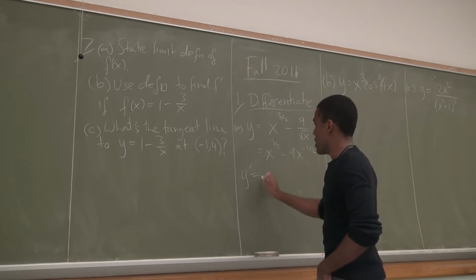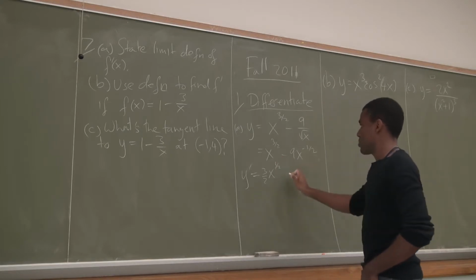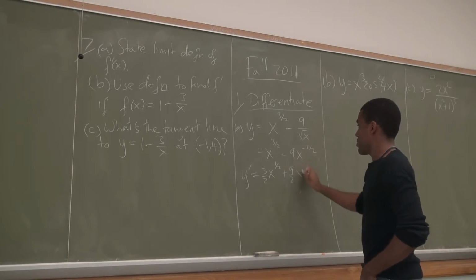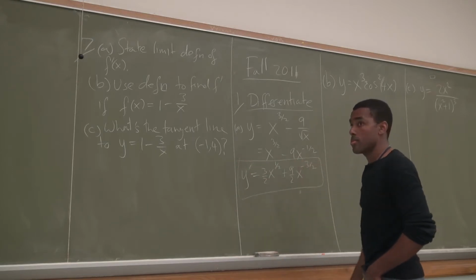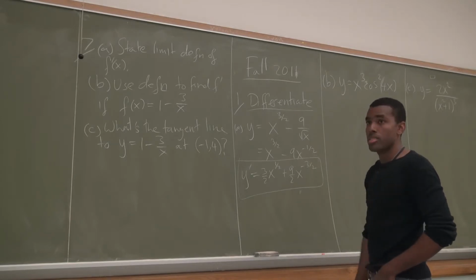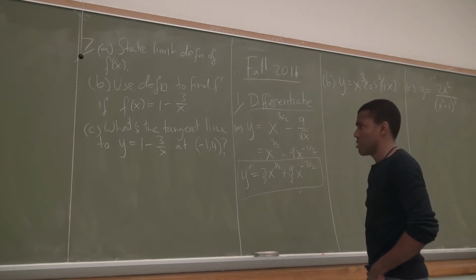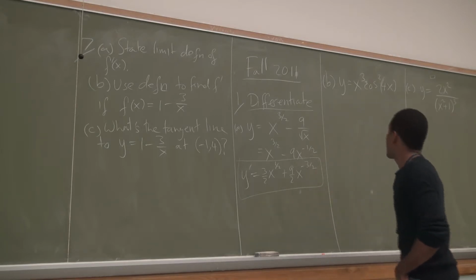So y prime would be? 3 over 2x to the 1 over 2. No, positive 1 over 2. Okay, so it's going to be plus 9 over 2 x to the minus 3 over 2. But how do you simplify that to a single fraction? It said to find a simplified fraction. Factor that. Nah, leave that.